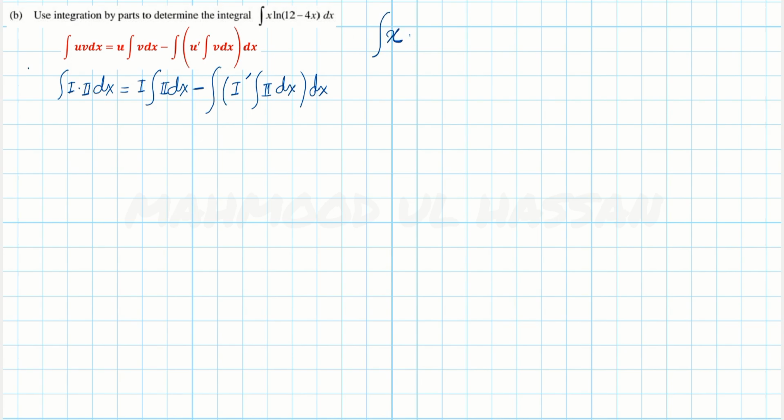Okay, so our integral is the integral of x natural log of 12 minus 4x dx. Here we have two functions: the first one is x and the second one is natural log of 12 minus 4x. So the first is our algebraic function and the second one is our logarithmic function.